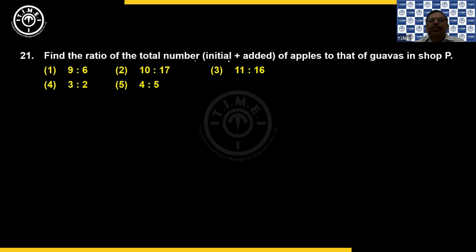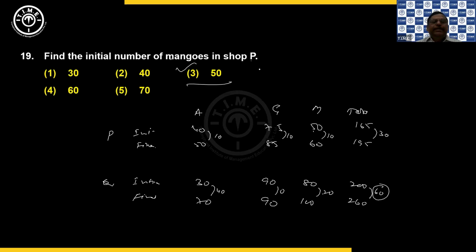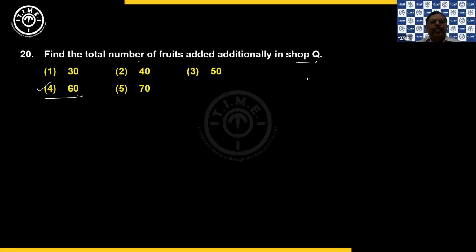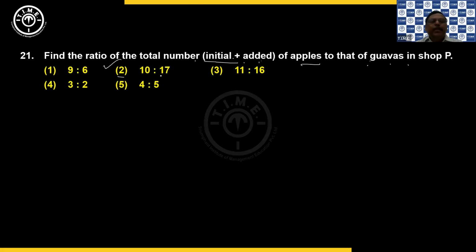Find the ratio of the total number, that is initial and added together, of apples to guavas in shop P. Final one, that is initial plus added together. Apples to guavas: apples is 50, guavas is 85. 50 is to 85 means 10 is to 17. Done? Right.